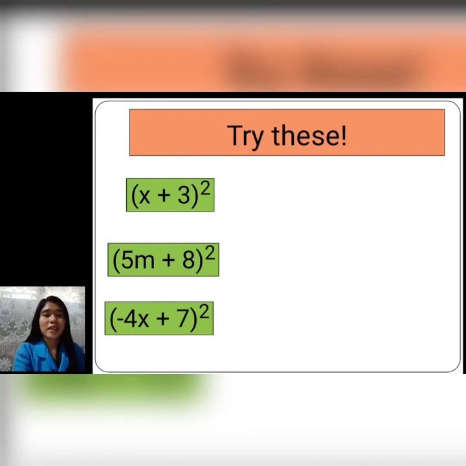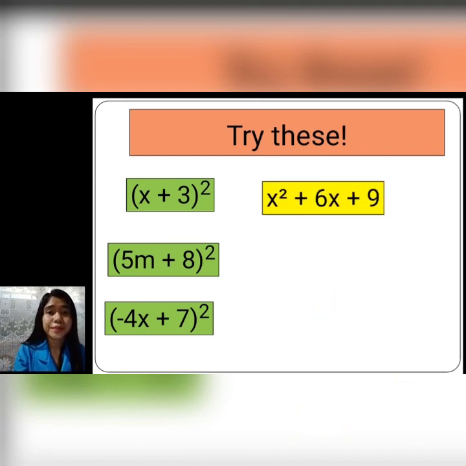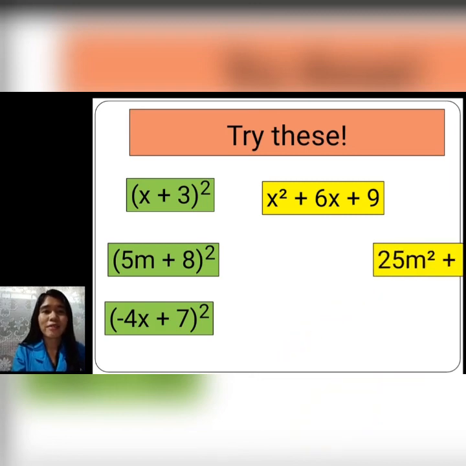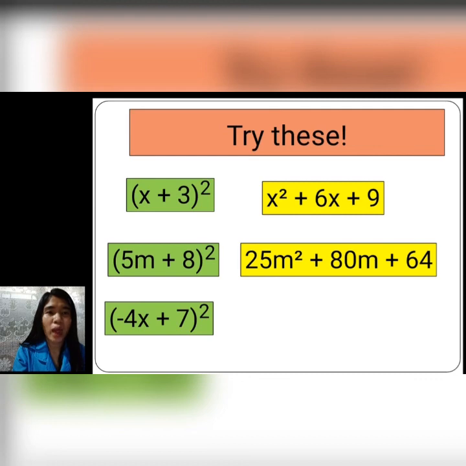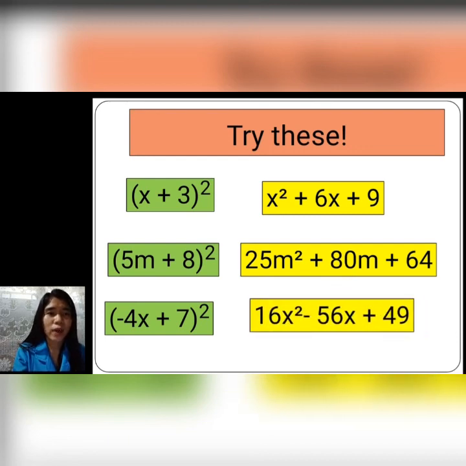Okay, now kindly try these equations using any of the strategies or techniques that we have. Okay, so the first one will give us x squared plus 6x plus 9. Next, will give us 25m squared plus 80m plus 64. And the last one will give us 16x squared minus 56x plus 49.